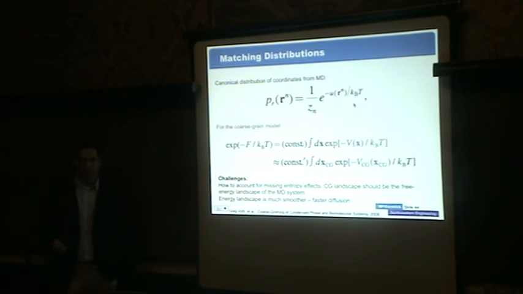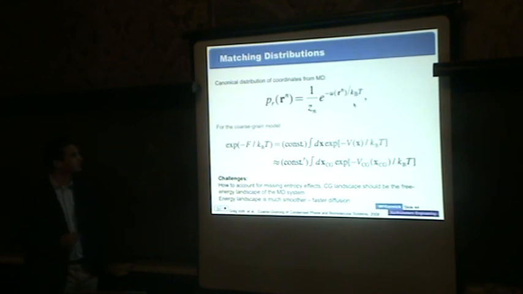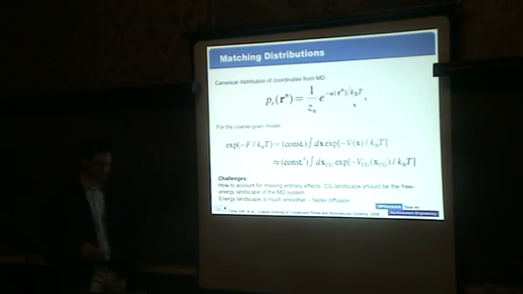And then if you want to match exact probability distributions, this is very hard to do, because what you need to do is basically calculate free energies instead of the actual energies, and basically have the same kind of distributions as the all-atom system, which can be very challenging. Because you have to account for missing entropy effects, and you have to match the smoother energy landscape to the rougher all-atom system energy landscape. There are many challenges in this aspect.